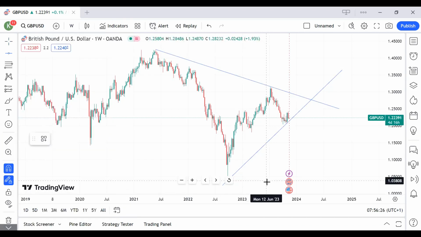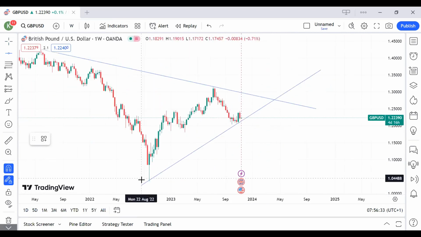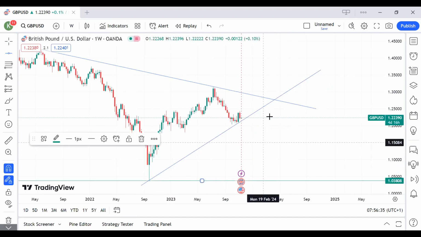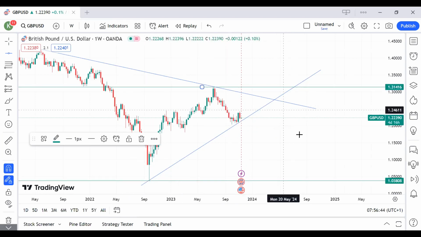Okay, so we have a huge price, wait, let me shift this so we can see it clearly. We have a huge price rejection from this point. We have another one from this point. So these are sell stop liquidity, and these are buy stop liquidity.